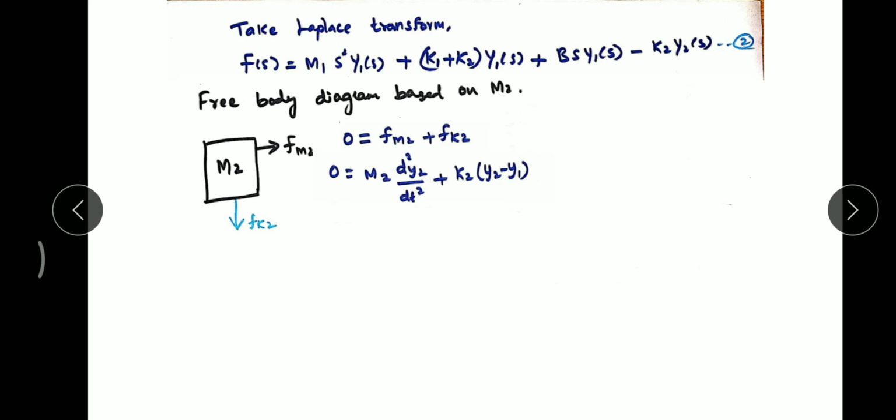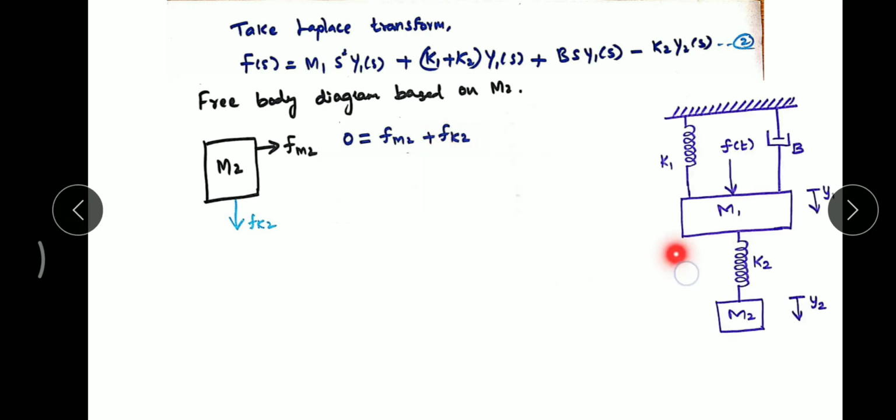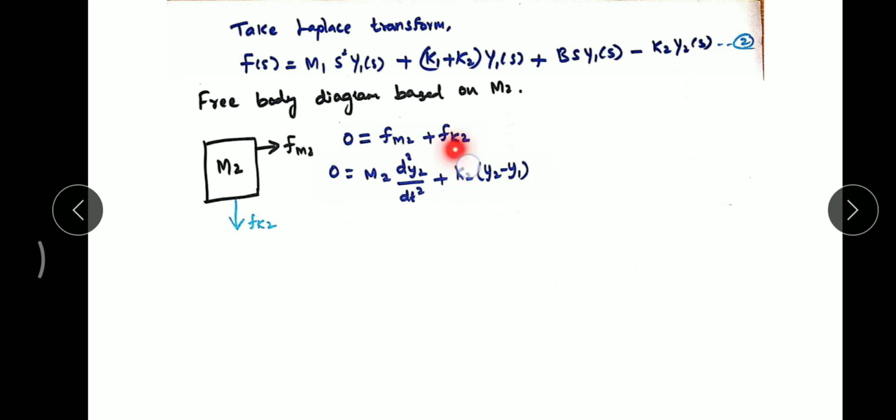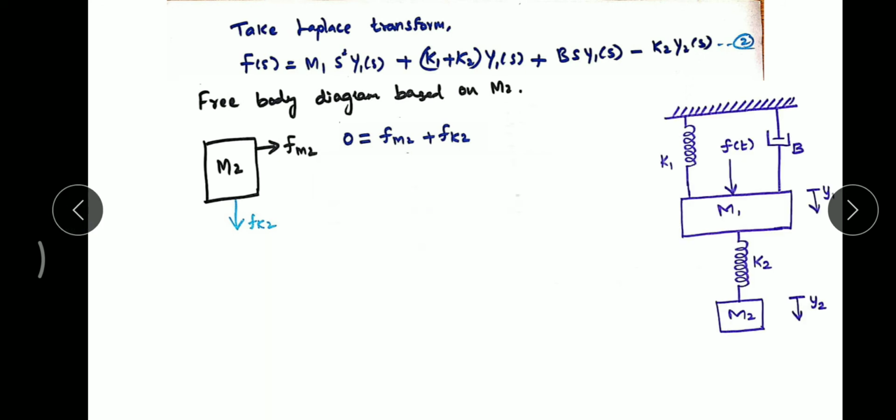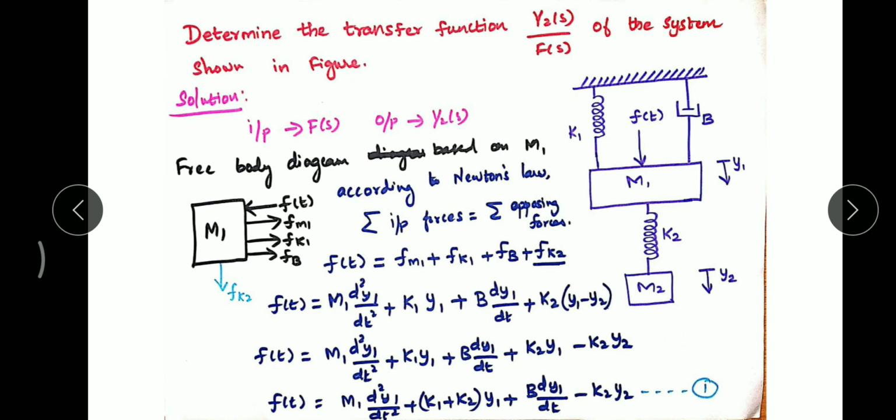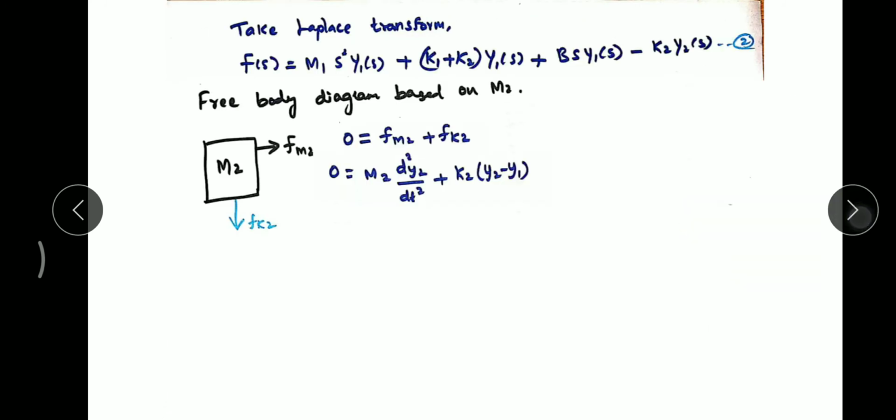So you can see now this is the Fk2 value we are writing with respect to the mass 2. We are writing the value as K2 into Y2 minus Y1. This is a very important thing while writing the expression for a double-ended element. So now we are rearranging, and it is marked as equation number 3. This is also a second-order differential equation. This is a two-node system, I mean two masses are available, so two differential equations are there. So equation number 1 and equation number 3 will be the two differential equations of the given system.